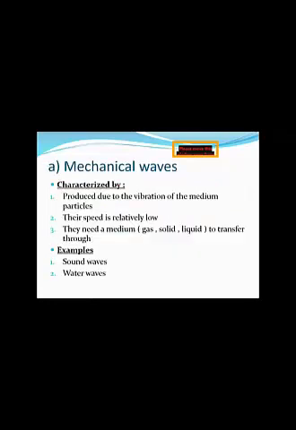Firstly, mechanical waves are characterized by three points. Firstly, they are produced due to the vibrating of the medium particles. Secondly, their speed is very low. Thirdly, they need a medium, such as a gas medium, a solid medium or a liquid medium, to transfer through it. For example, sound waves and water waves. The sound waves need a gas medium to transfer through it, and the water waves need a liquid medium to transfer through it.